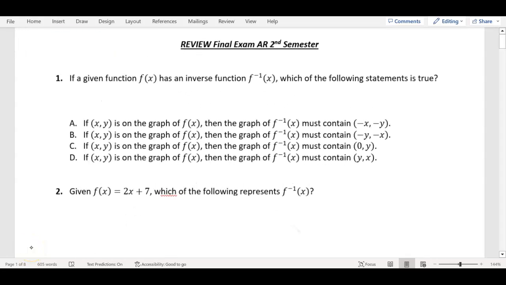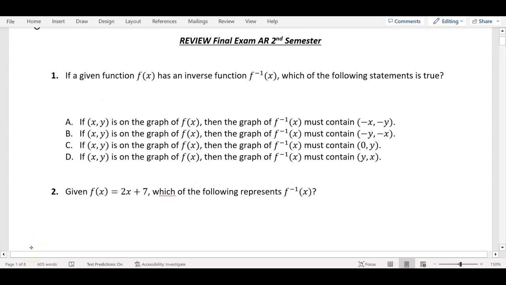All right, here's our review for the final exam for algebraic reasoning for the second semester. Number one, if you're given a function f of x that has an inverse of f inverse x, which of the following statements is true?